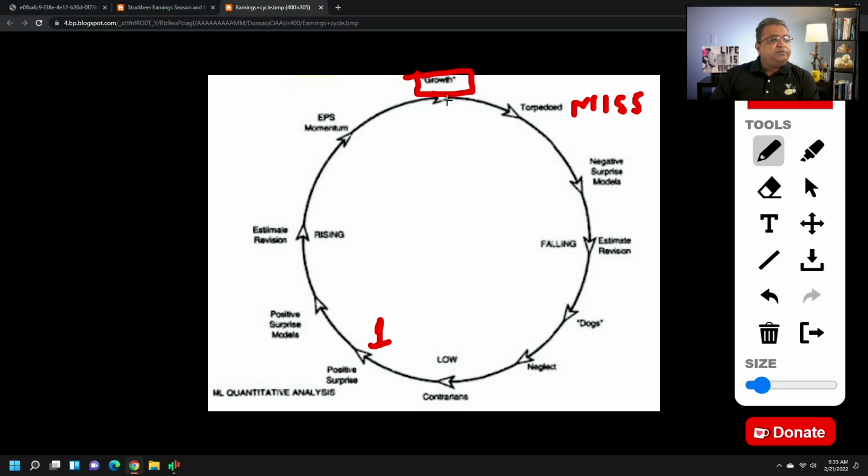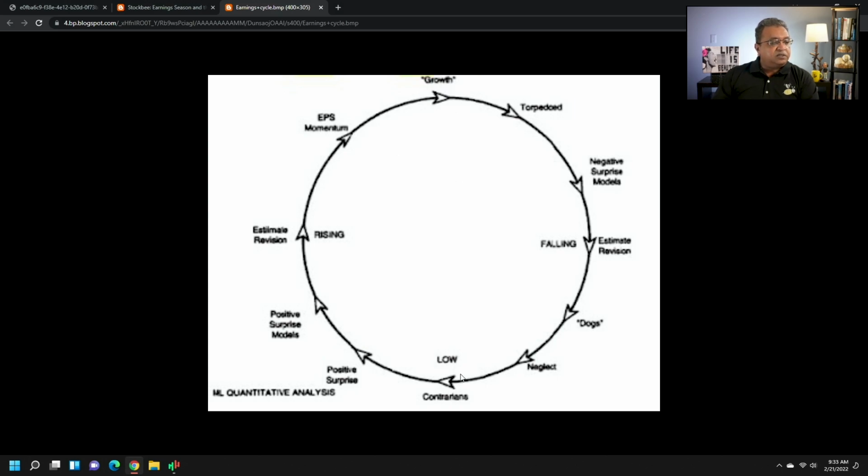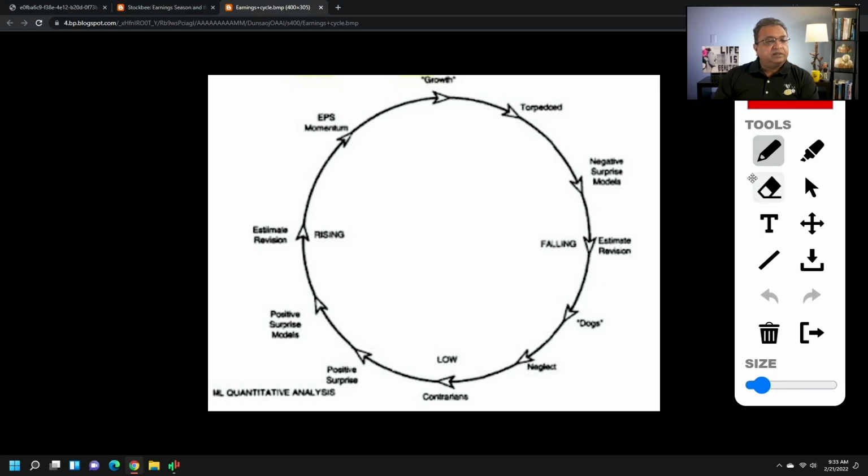Now if you look at this particular earnings expectation cycle, what you will see is that it's like the face of a clock. So this is 12 o'clock, this is 3 o'clock, this is 6 o'clock, this is 9 o'clock, and then it's 12 o'clock. So you can divide this into 4 quadrants basically, and try and understand each of the quadrants.